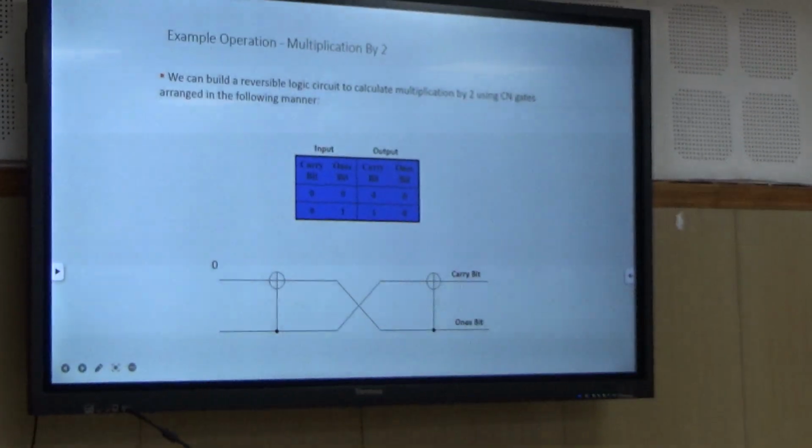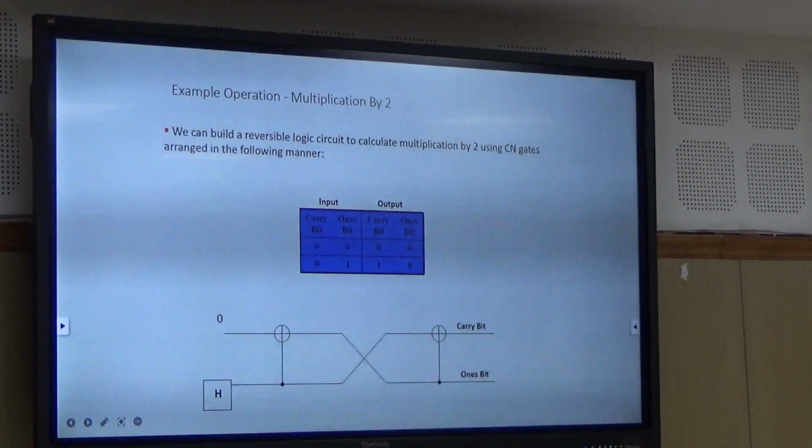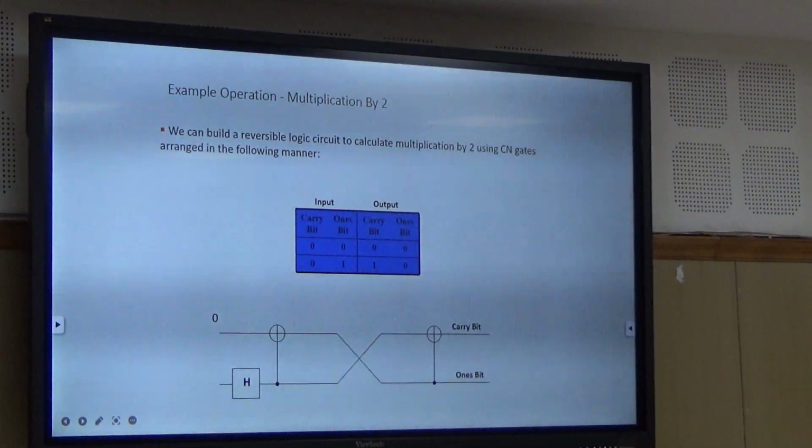So this is another example of a multiplication by 2 where you have a 0 and 1, and in output you will get carry bit and 1 bit.